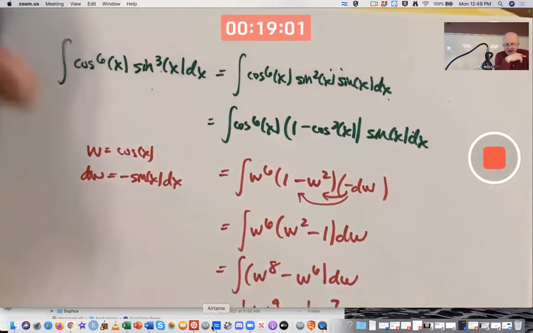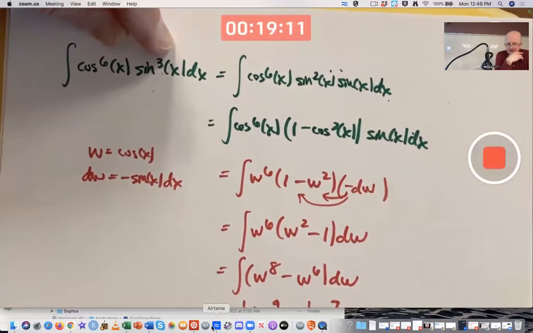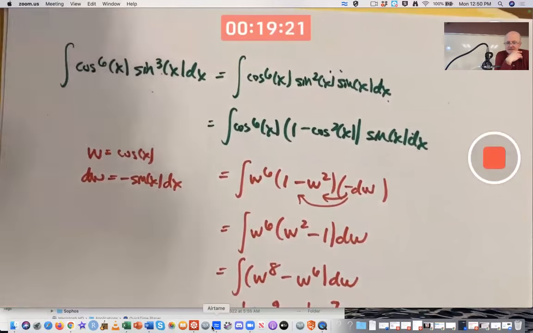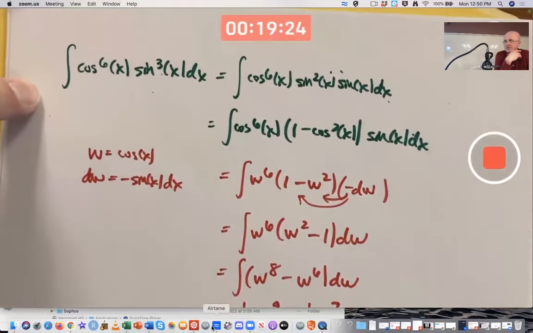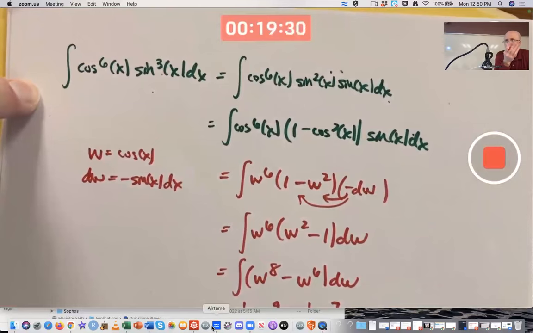What about if they're both odd? Then either the cosine or the sine can be put next to the dx. And then just let w be the other thing. I would probably tend to put the cosine next to the dx and let w be sine x, just so I don't have to worry about the minus sign. These kinds of problems show up on every version of the Gateway exam. The Gateway exam is a common departmental exam, and so I don't write the problems.